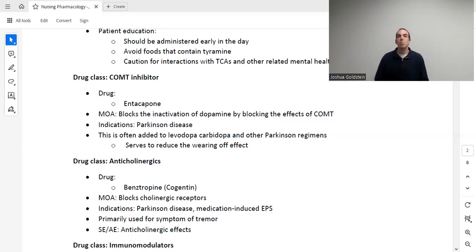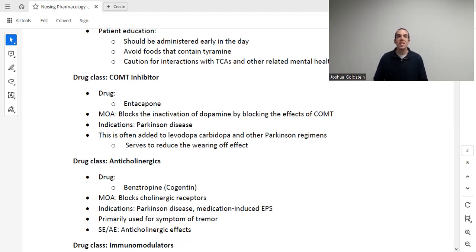Also a note, MAO-Bs, just like MAOIs, interact with a lot of other medications. We're going to point out specifically most of your antidepressants, such as SSRIs and TCAs. This medication class will interact with it. The next one is a drug class called COMT inhibitors, which is catechol O-methyltransferase inhibitors.